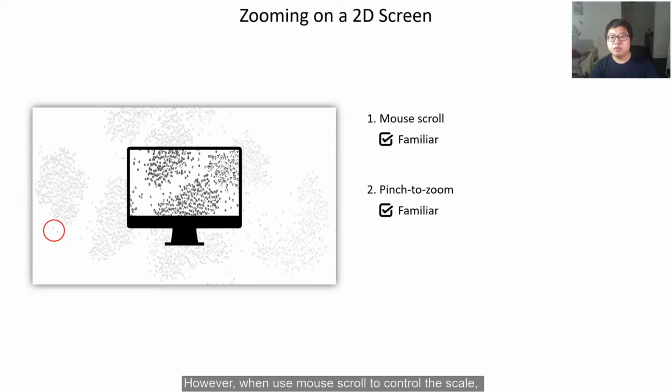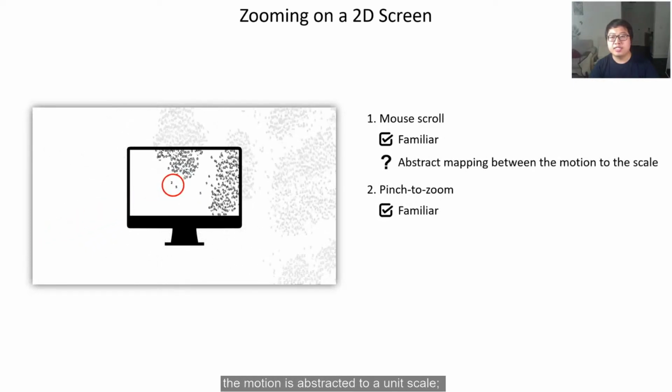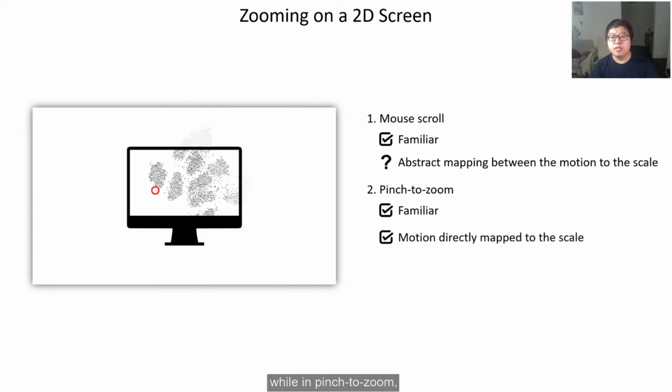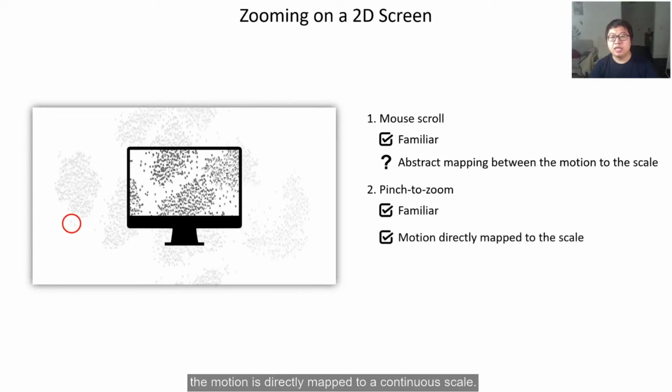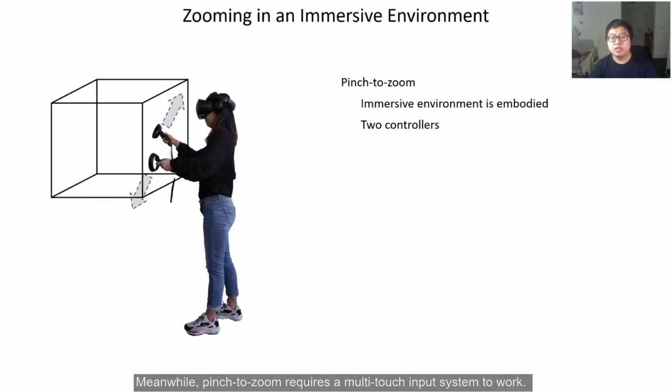However, when using mouse scroll to control the scale, the motion is abstracted to a unit scale, while in pinch to zoom, the motion is directly mapped to a continuous scale. Meanwhile, pinch to zoom requires a multi-touch input system to work. Considering the embodied nature of an immersive environment, we choose to adapt the pinch to zoom method. We use 2 controllers as the multi-touch inputs.